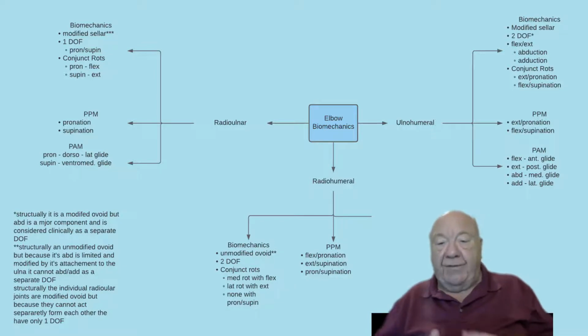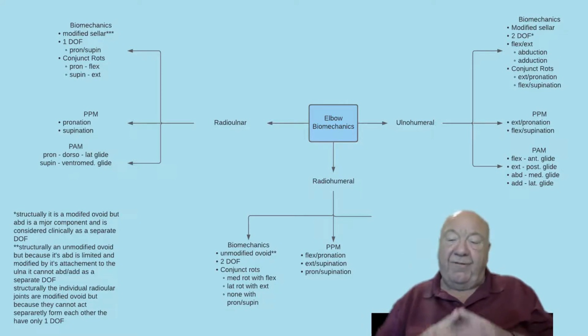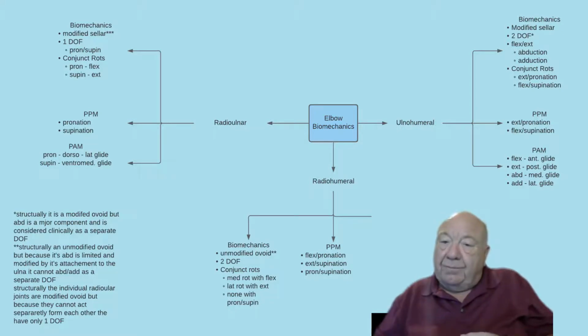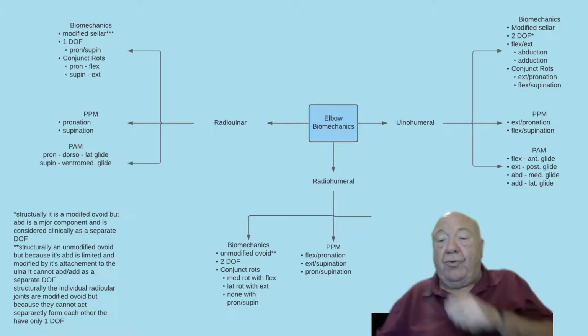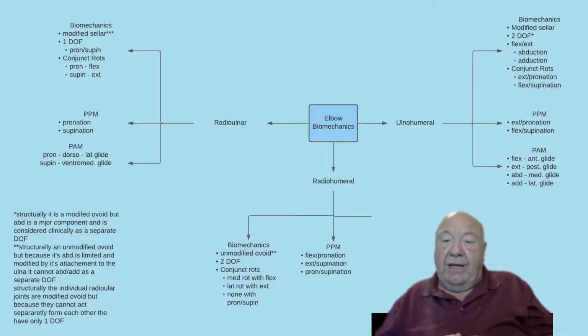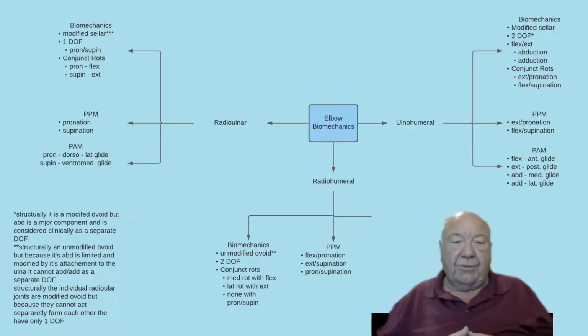The passive physiological movements for this joint then are going to be flexion pronation, extension supination, and the glides will be superior, moving the ulna superiorly along the capitulum for flexion and inferiorly for extension, and the glide, as I say, for pronation supination is distraction.